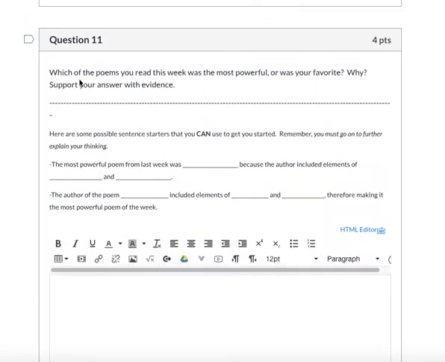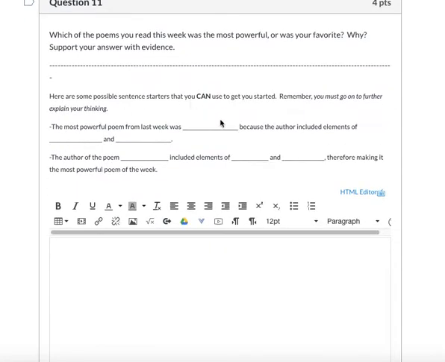Question 11. Which of the poems you read this week was the most powerful or your favorite? Why? Support your answer with evidence. Here are some possible sentence starters that you can use to get started. Remember, you must go on further to explain your thinking.